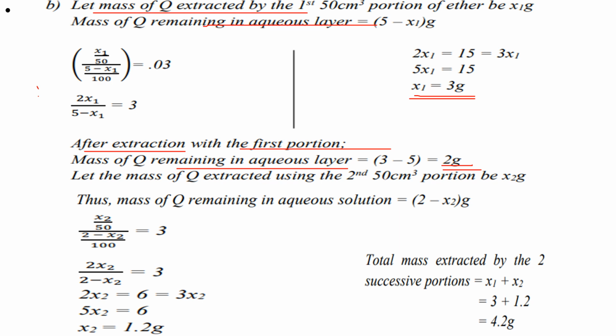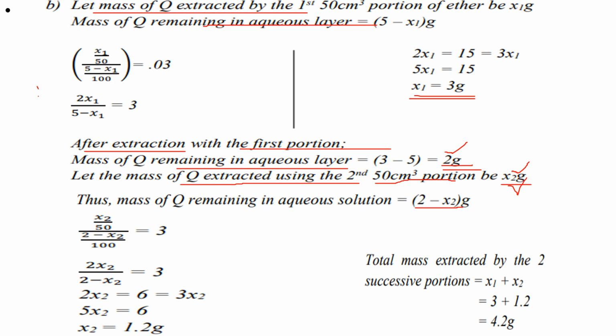And we say let the mass of Q that is going to be extracted in our second extraction of 50 centimeters cubed portion of ether be x2 grams. So if the mass to be extracted is x2, what mass is going to be left in our aqueous layer? Remember that in our aqueous layer we have 2 grams to extract from. That means that in our aqueous layer we are going to remain with 2 minus the mass we extracted, which is x2, just like we have been explaining.